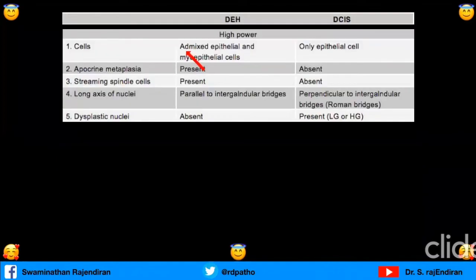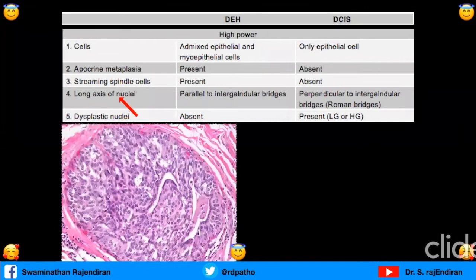Coming to the high power, again, admixed epithelial and myoepithelial cells, metaplasia, spindling of spindle cells, and another important thing, I will show it to you in the picture. Whenever you see bridges, see this is a bridge. Whenever you see a bridge, look at the axis of the cells that are in the bridge. In benign conditions, they run along the bridge. So that's why it is parallel.